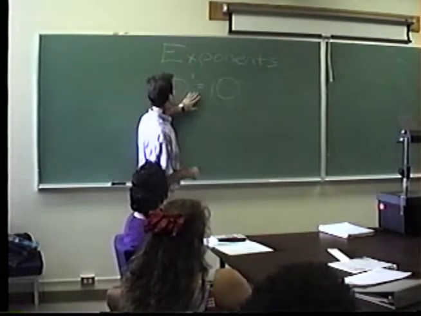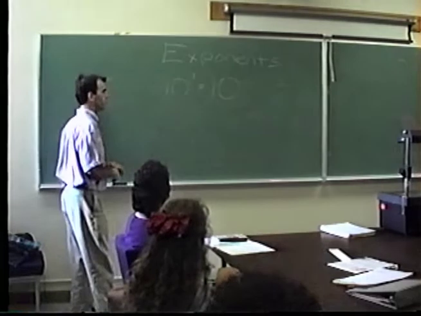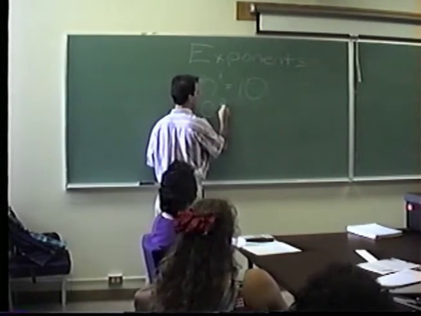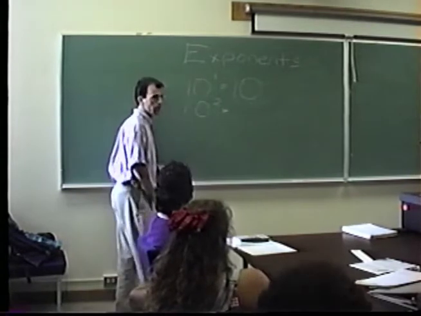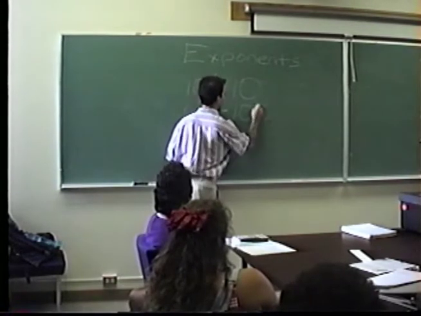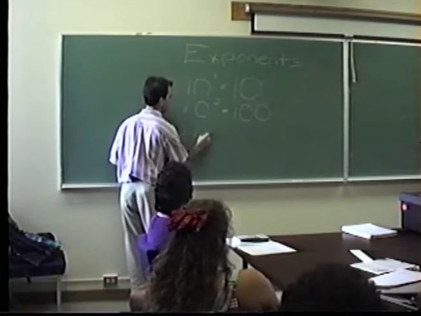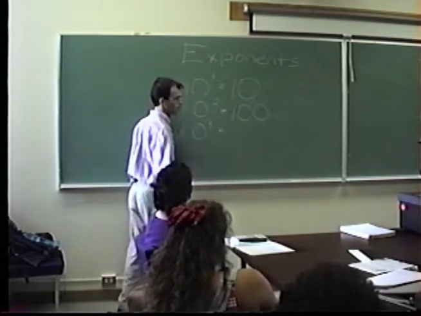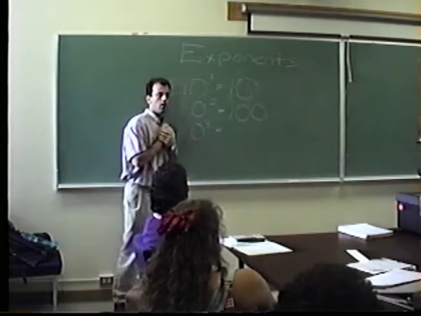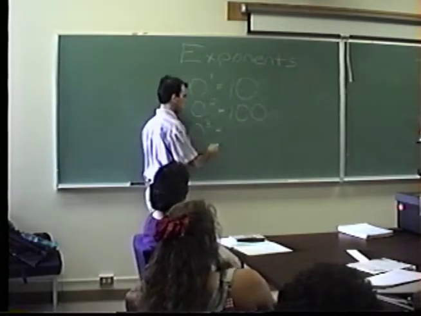I want to look at this 10 thing because this is also an interesting thing. If I have 10 squared, can someone tell me what that would be? 100. What if I had 10 cubed? How do we get 1,000? 10 times 10 times 10. That's 3 zeros.